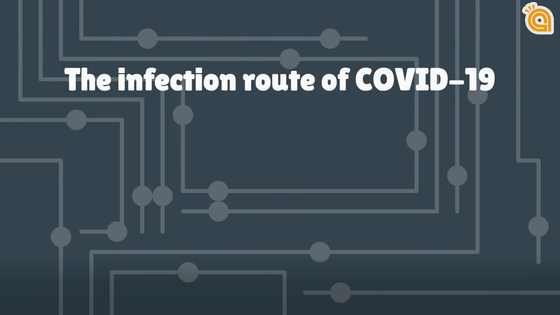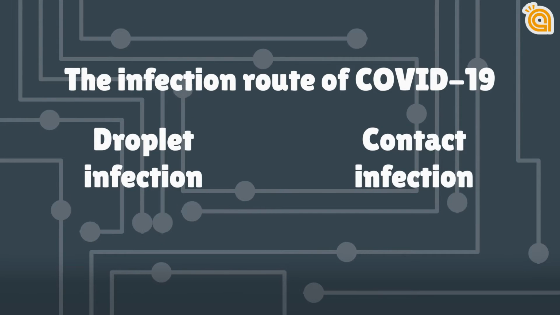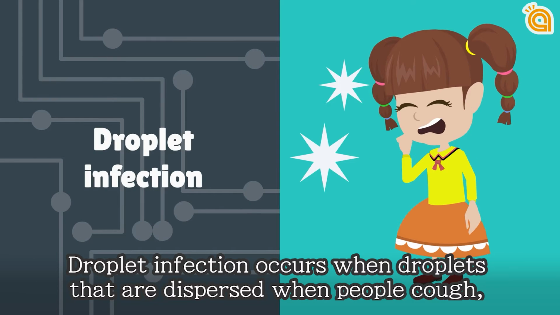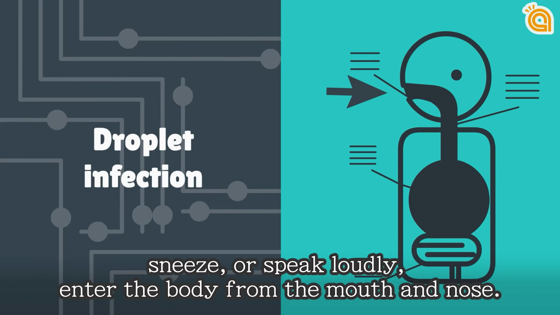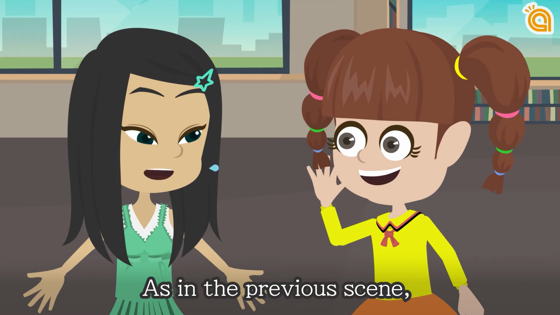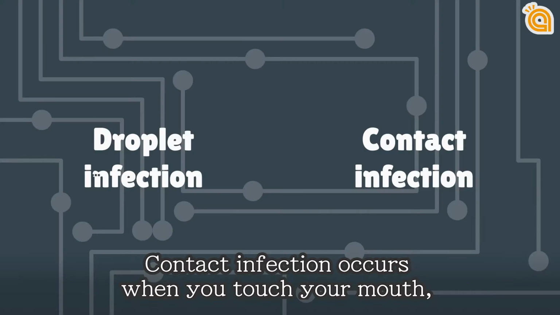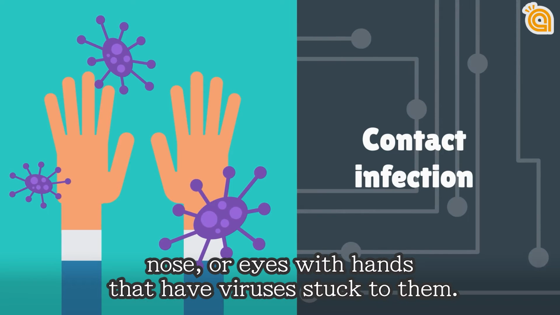The infection route of COVID-19 is mainly droplet infection and contact infection. Droplet infection occurs when droplets that are dispersed when people cough, sneeze, or speak loudly enter the body from the mouth and nose. As in the previous scene, talking at a close distance without wearing a face mask can often cause infections. Contact infection occurs when you touch your mouth, nose, or eyes with hands that have viruses stuck to them.